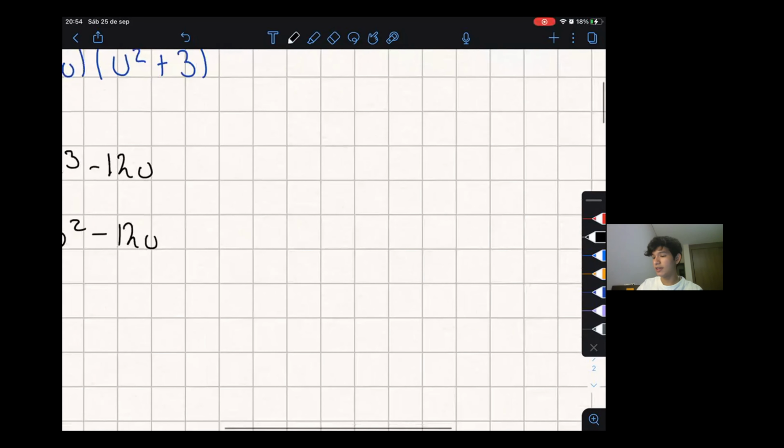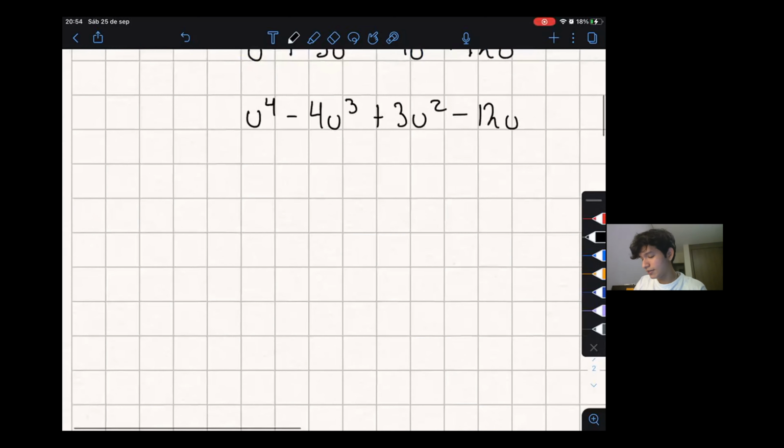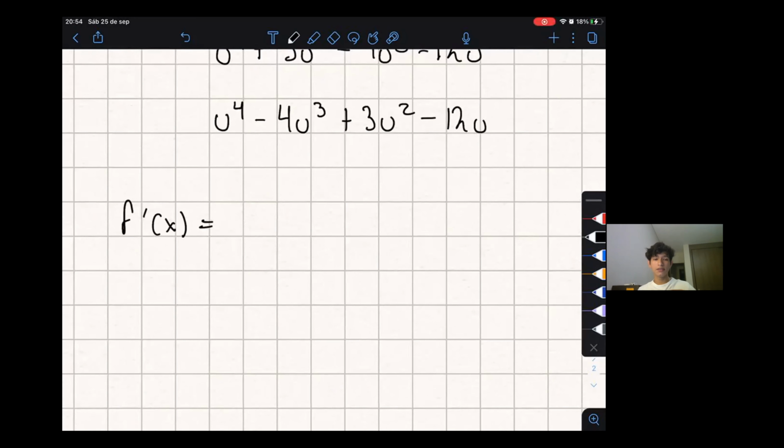The formula of the power rule is this one: n x raised to the n minus 1. So we multiply the exponent by the number next to the variable, and then we subtract 1 from the exponent. So for example, we multiply 4 times 1 because you have a 1 next to the u, and the exponent is 3 because we subtract 1. And we do this for all of our values.